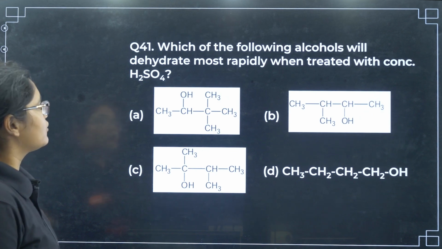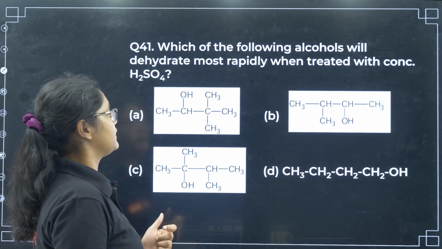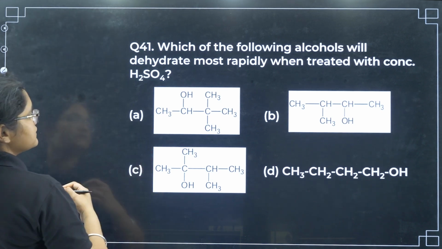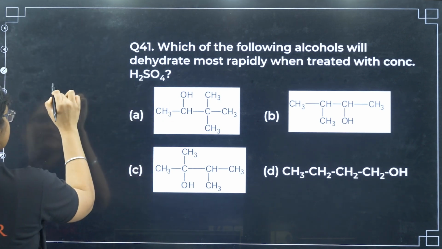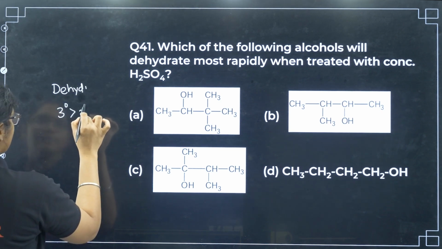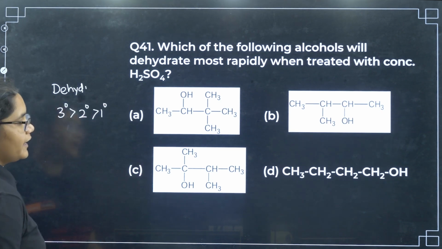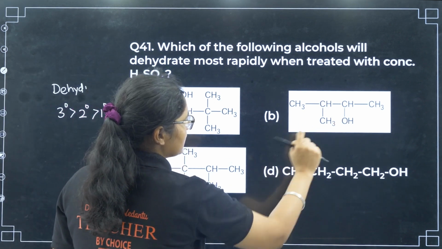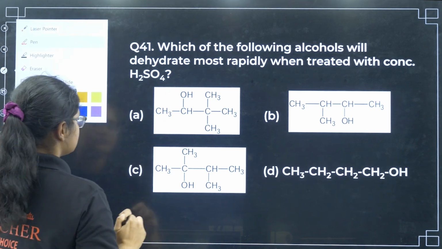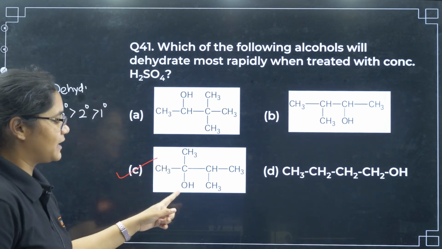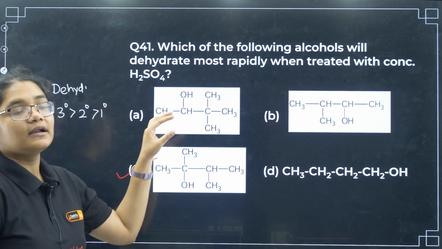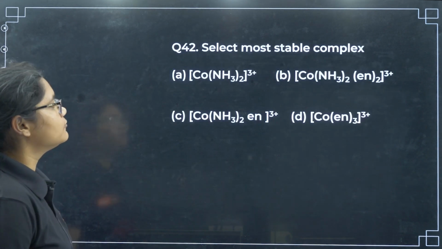Next, which of the following alcohols will dehydrate most rapidly when treated with concentrated H2SO4? When we treat it with concentrated H2SO4, the dehydration process occurs in the order 3 degree, 2 degree and 1 degree. Here we have a secondary, here also a secondary, here a tertiary, and here a primary. So that is why option number C, which is the tertiary one, will have the maximum reactivity towards dehydration.